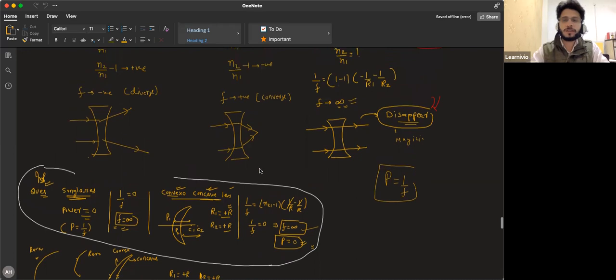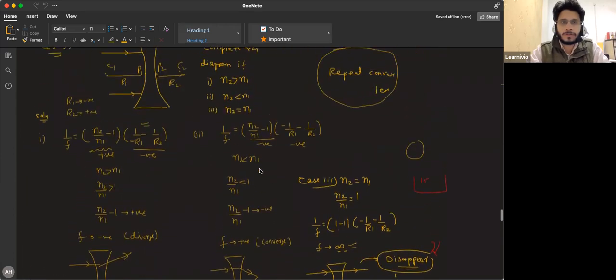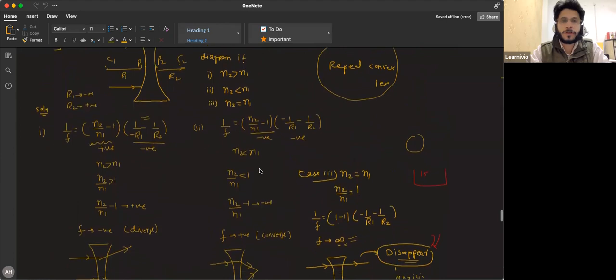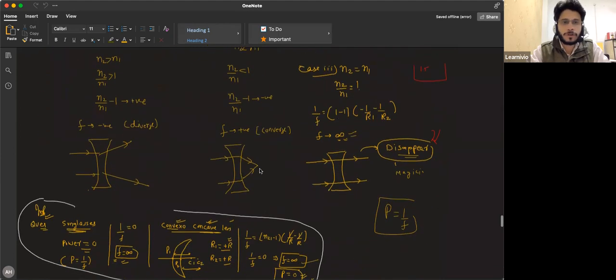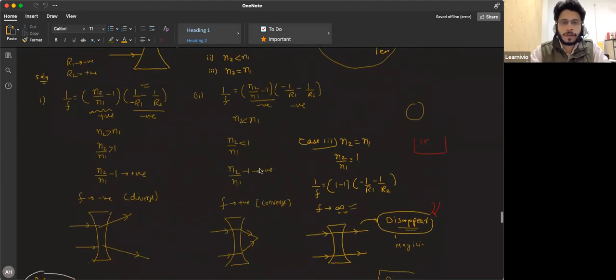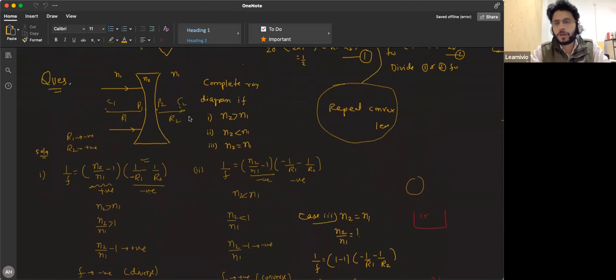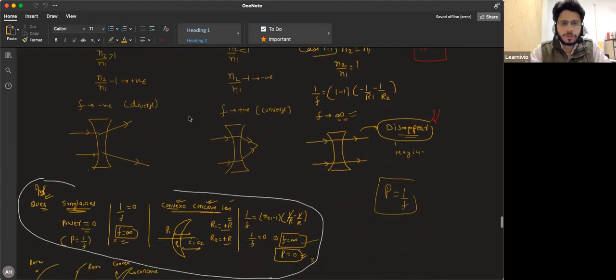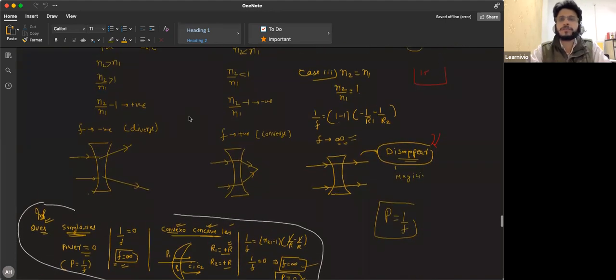So what was the last numerical that we did? We have finished the lens maker formula. What was the last question that we did? Complete the ray diagram if N2 is greater than N1. We did this question with the concave lens, and I asked you to repeat it with a convex lens also. The next question is on sunglasses.